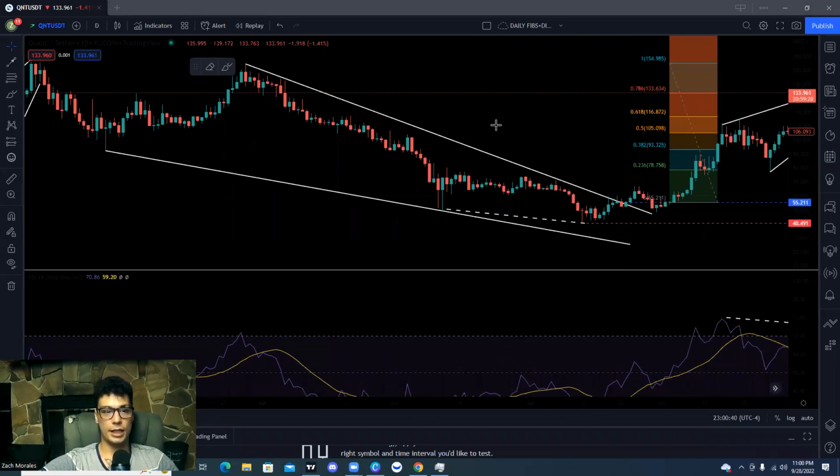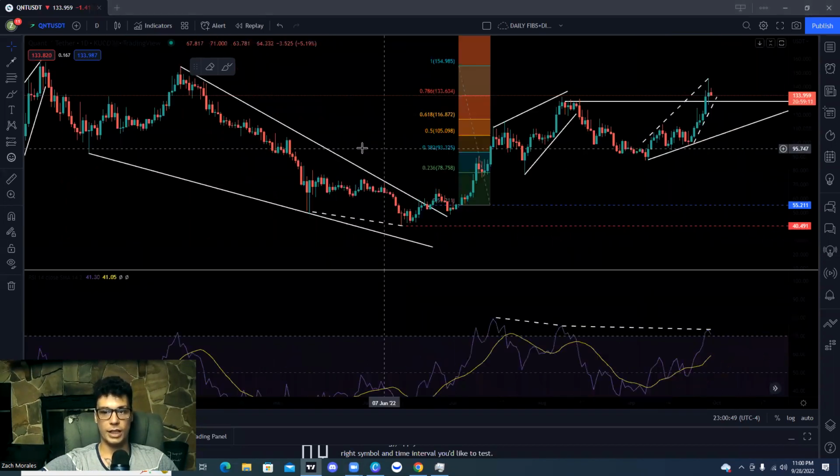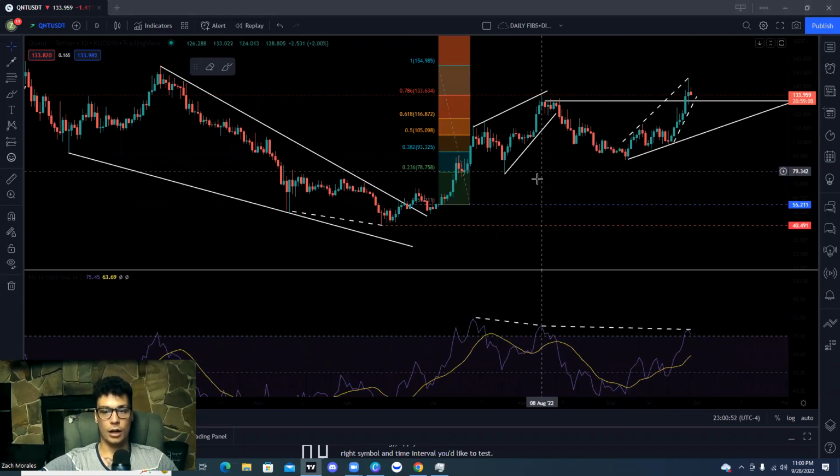And sure enough, we did get that shortly afterwards, right? And we're going to see the price action zigzag in between here until we get a nice breakout to the upside. And sure enough, we did get that breakout to the upside.